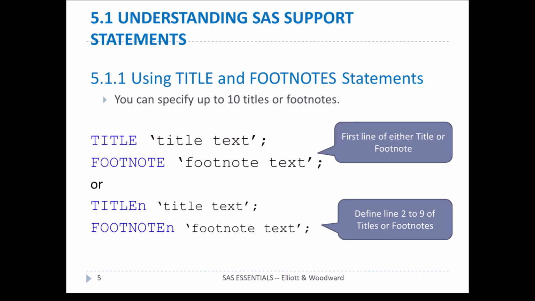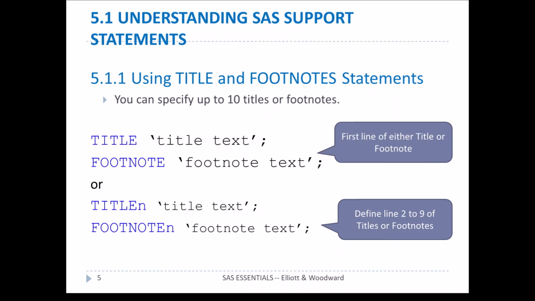This is section 5.1, Understanding SAS Support Statements. We're going to start by looking at the title and footnote statements. These statements allow you to put explanatory comments at the top or bottom of your output, their titles and footnotes. You can actually have up to 10 lines of titles, as we're going to see.